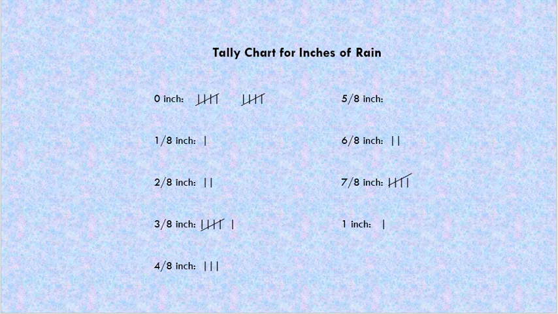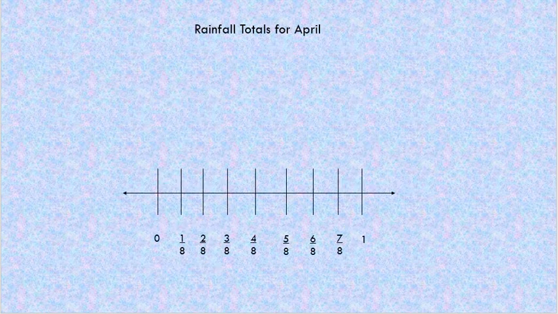Now, take your information from your tally chart and organize it into a line plot. Remember to label your line plot. Here are the measurements you can use to draw your line plot. Once it's done, organize your data and mark your line plot. Pause your video while you and your family work on this. Begin the video again to look at the next slide to see if your line plot matches mine.